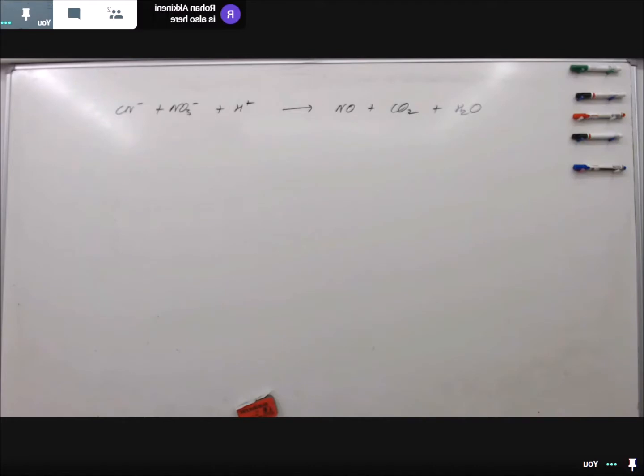So we take the transfer of electrons in N for NO3 minus and NO. You need to check it out. Think over. In fact, NO is coming from two sources. It is coming from CN minus also and NO3 minus also. So you'll have to write NO twice.